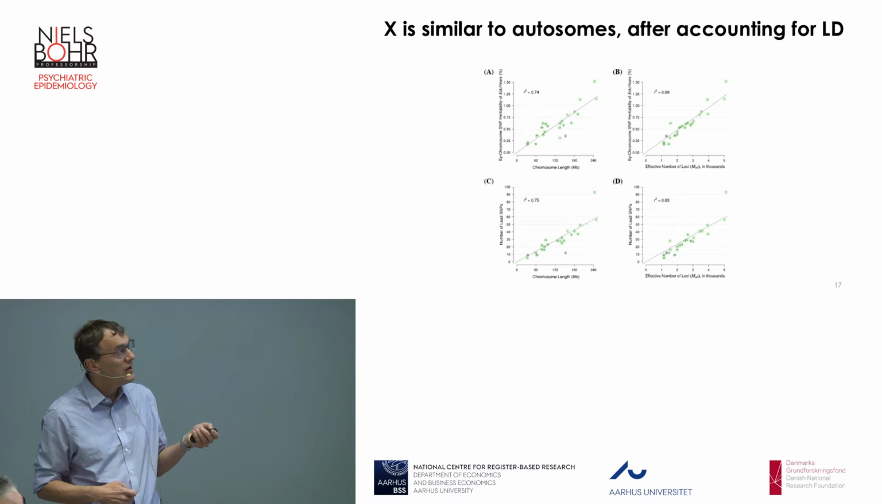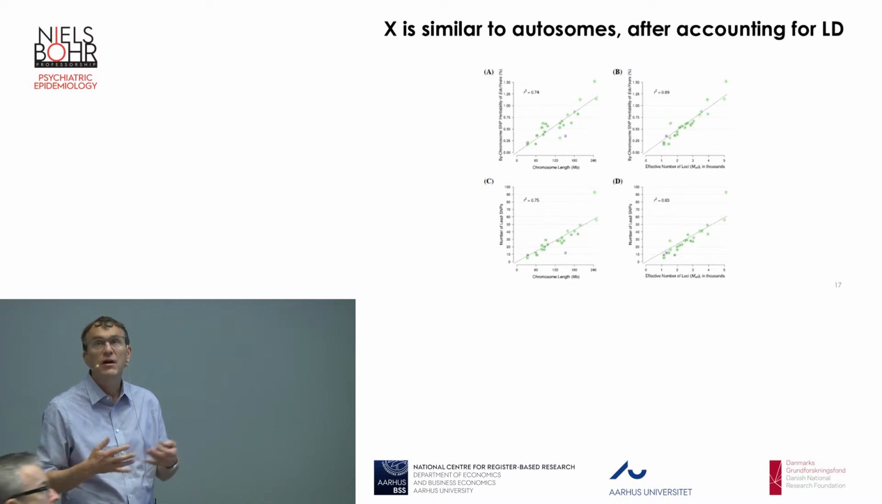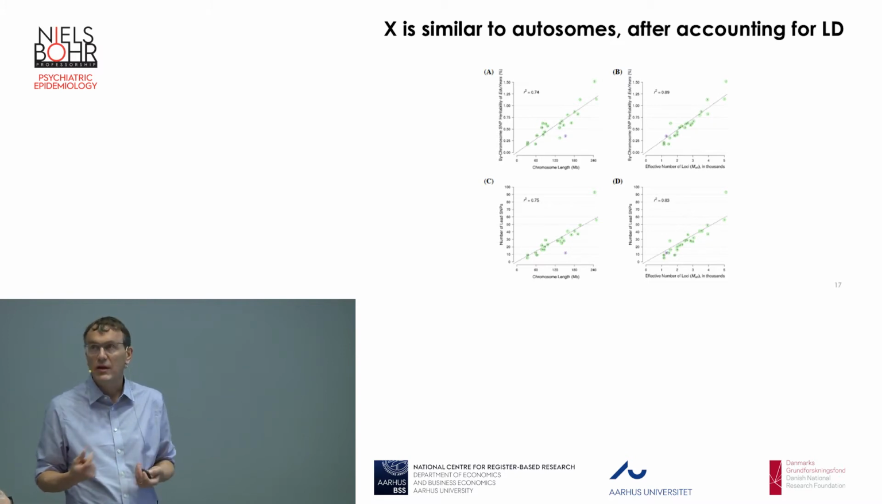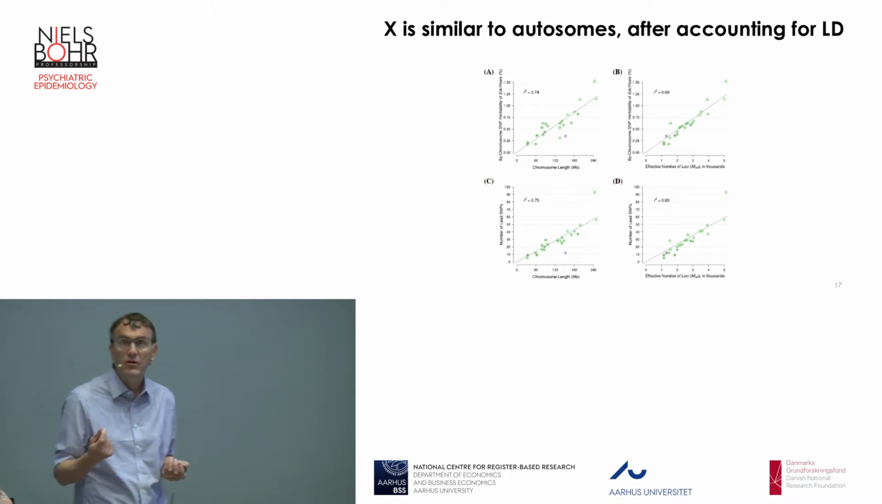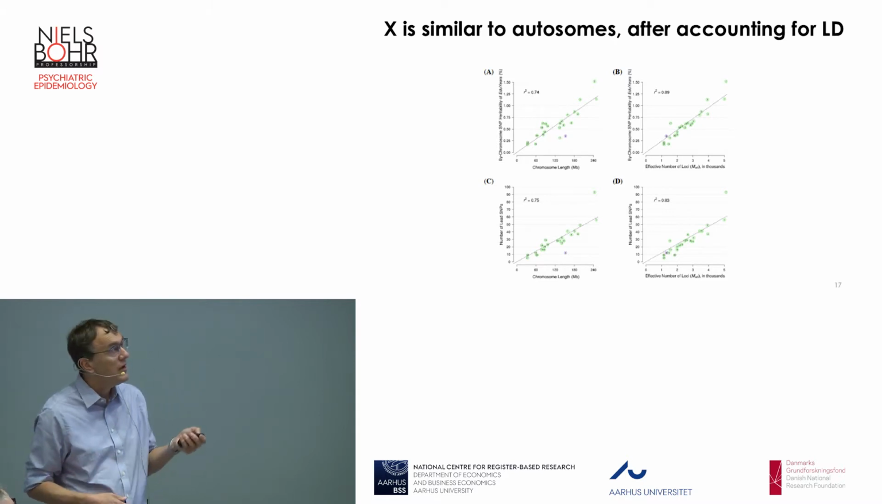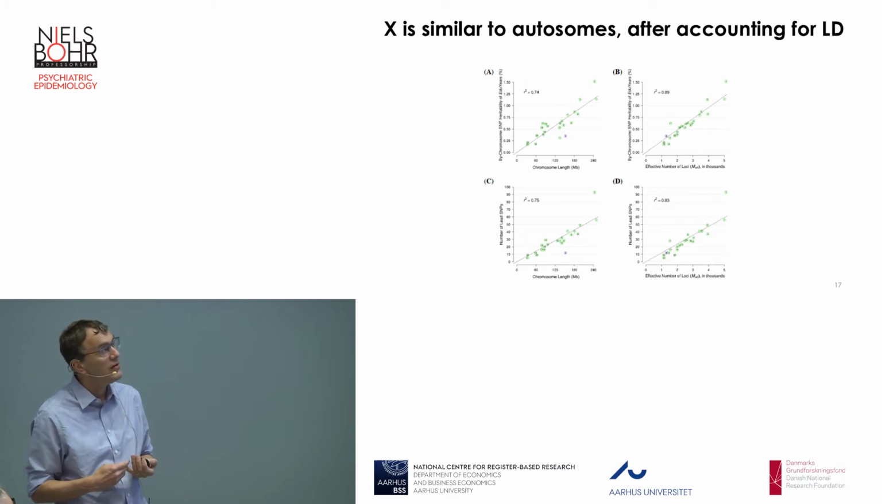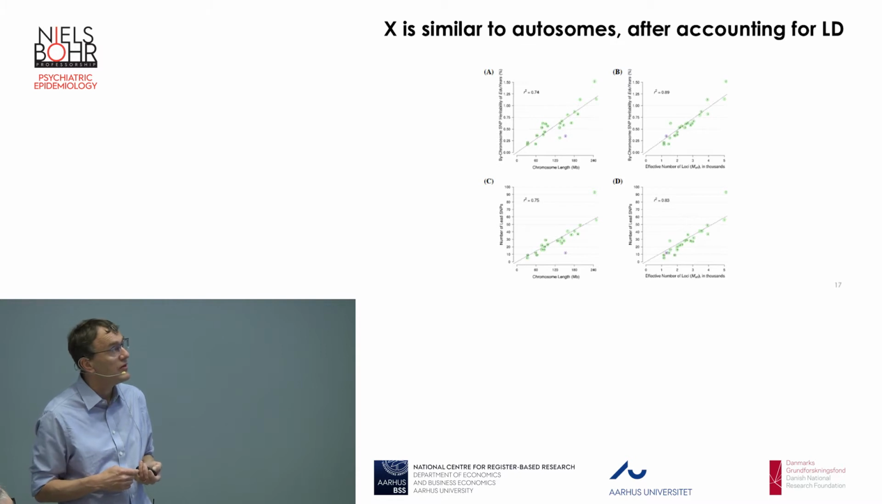However, when we calculated from the SNPs that we had on all of the chromosomes some kind of effective number of independent SNPs, which just means taking account of the correlation structure between all the SNPs on the chromosomes, or linkage disequilibrium, the results fall much more in line. So the X is not an outlier after you account for the stronger LD that there is on the X chromosome. This is just an observation, and there are many possible reasons for this, but we don't know, and we just present the results.